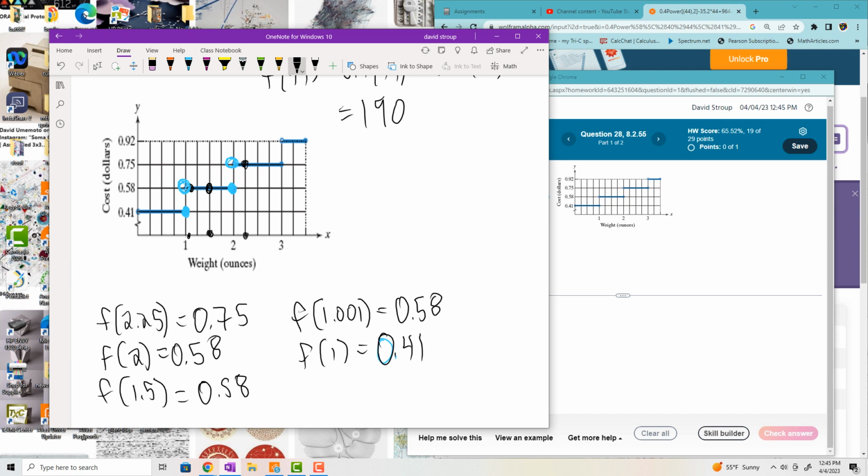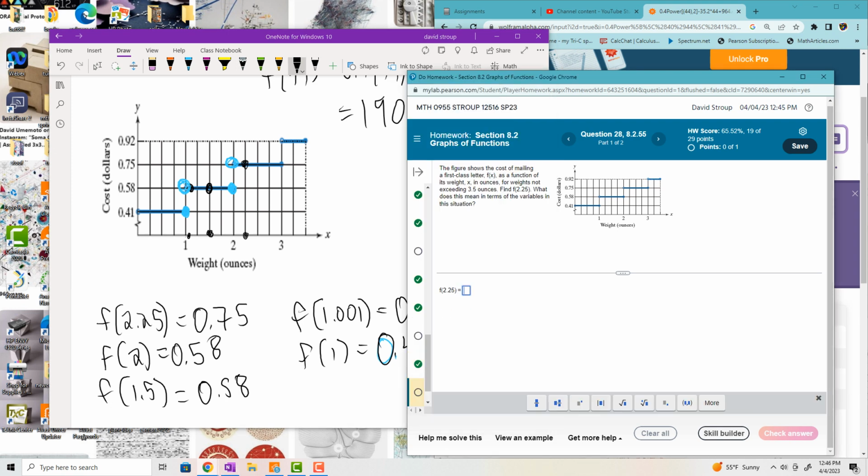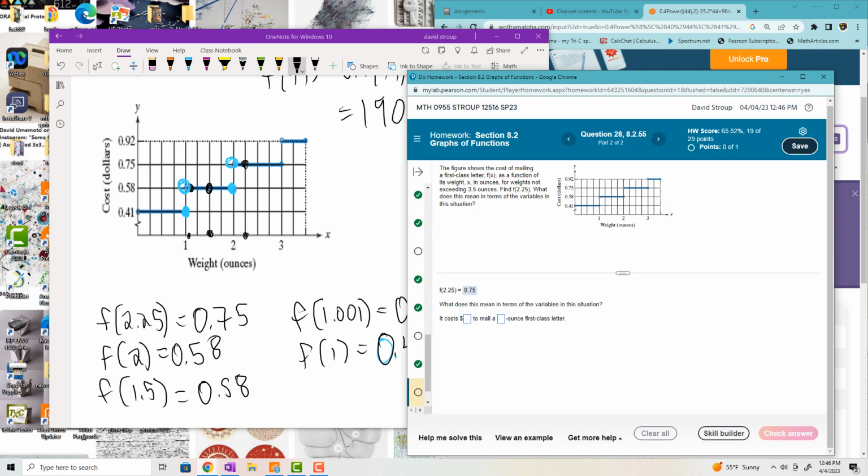Okay? So it's just a type of function. It looks kind of weird, called a stepwise function. It comes up when you're modeling certain problems in electricity, and it also comes up here with post office problems. So 75 cents is going to be the cost for the weight 2.25 ounces. So a 2.25 ounce letter costs 75 cents.